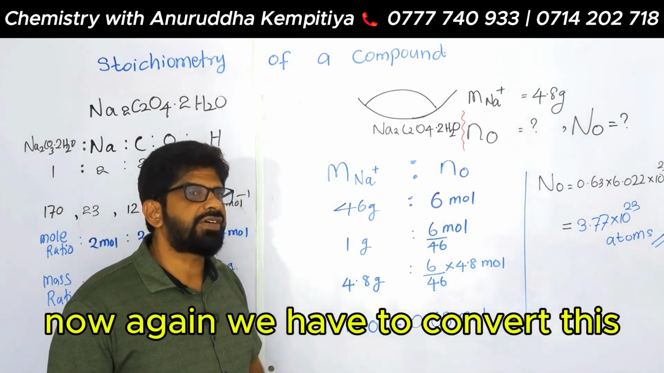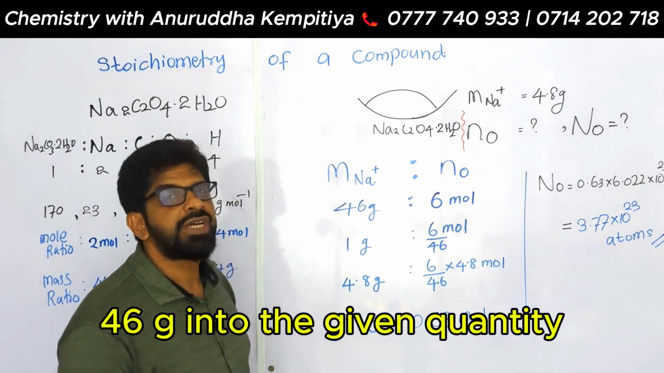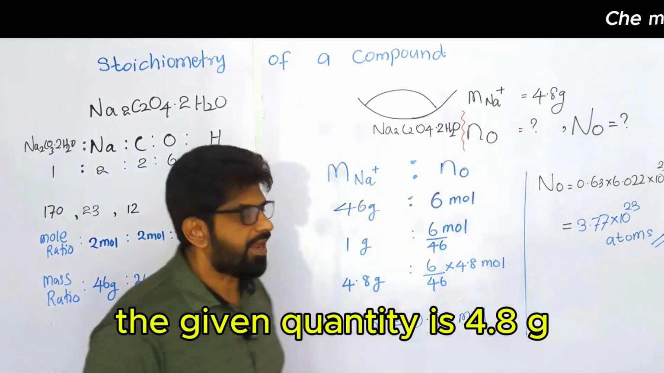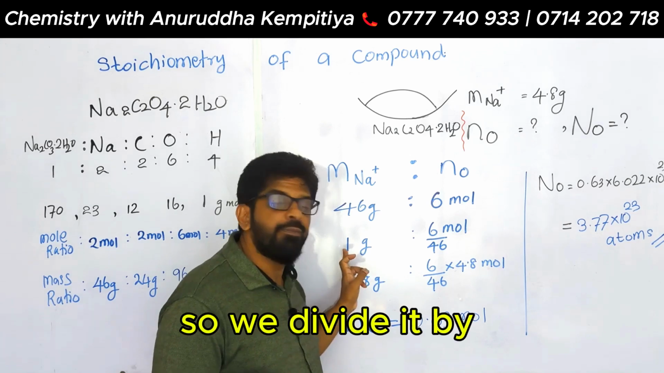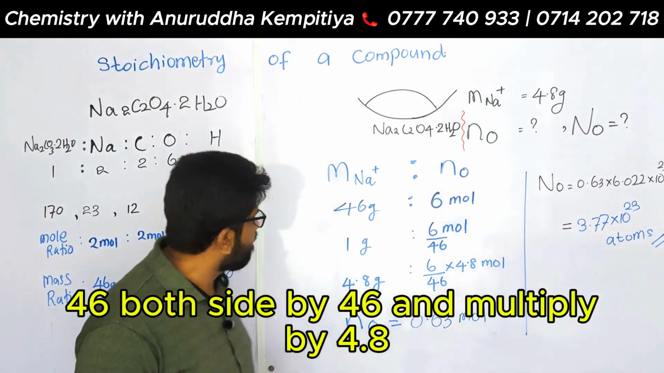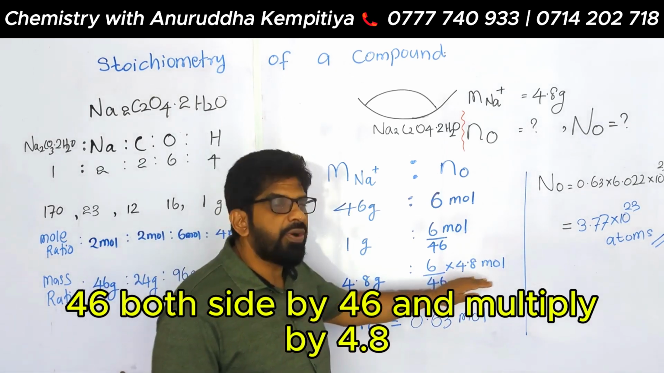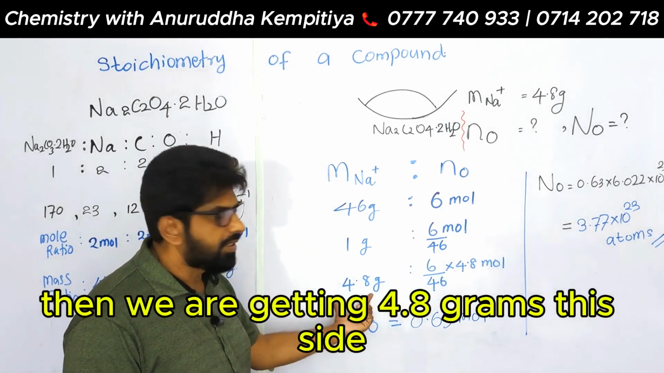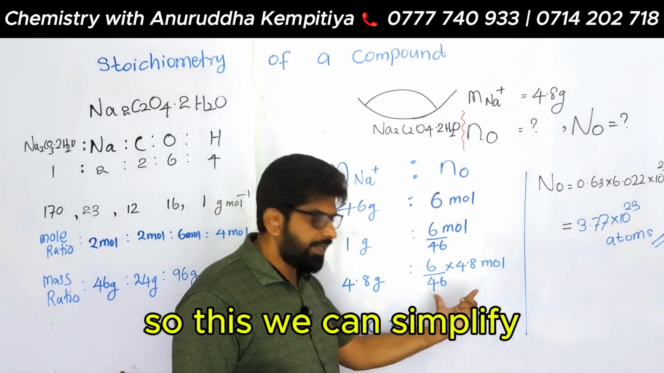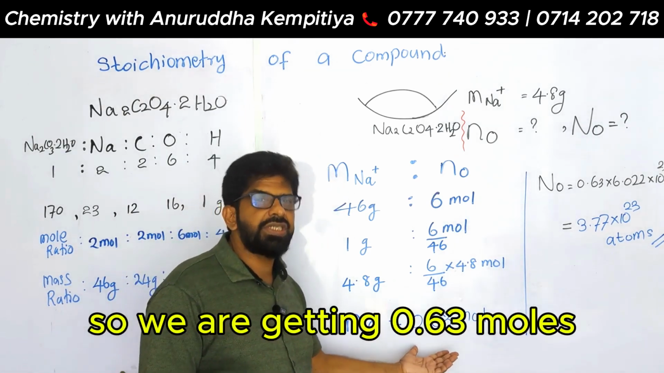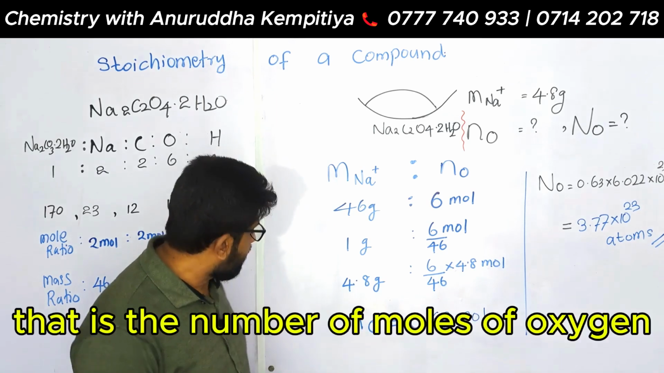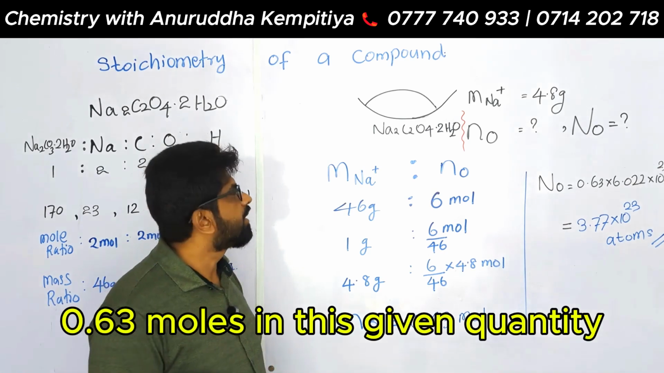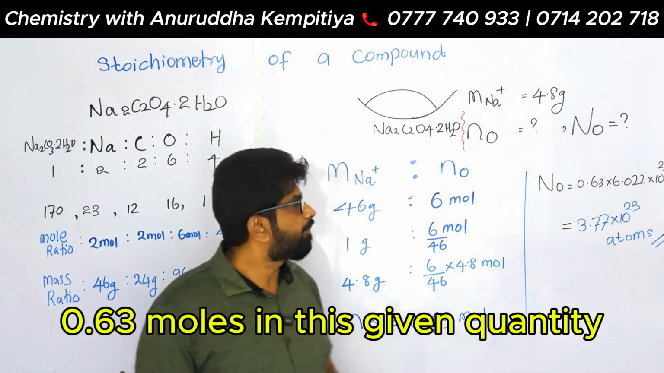Now, again, we have to convert this 46 grams into the given quantity. The given quantity is 4.8 grams. So we divide by 46 and multiply by 4.8, then we are getting 4.8 grams on this side. We can simplify this, and we are getting 0.63 moles. That is the number of moles of oxygen, 0.63 moles in this given quantity, right.